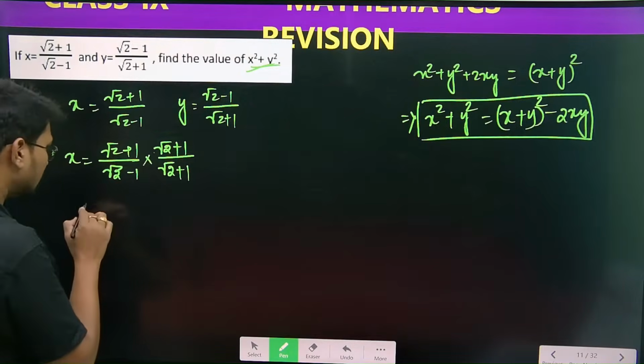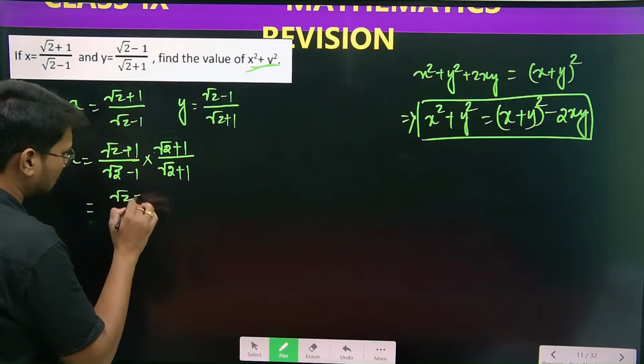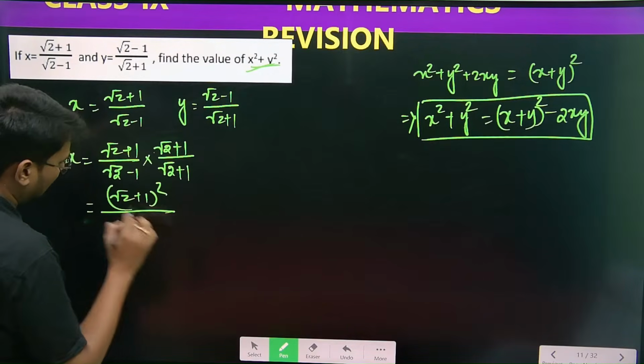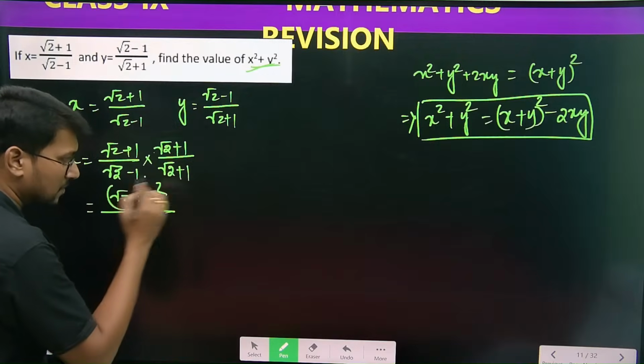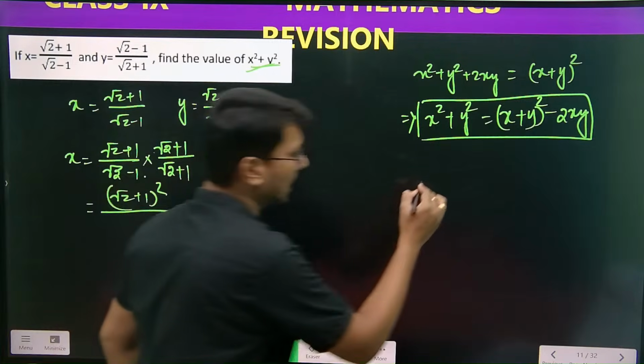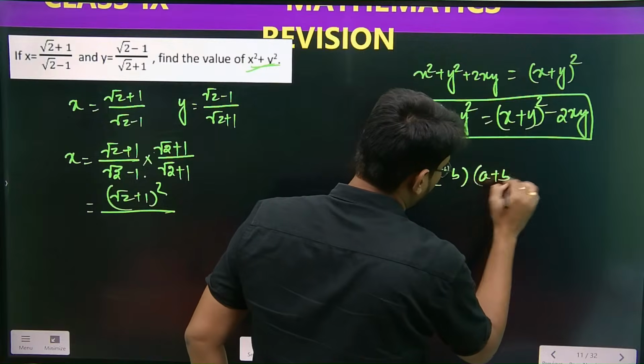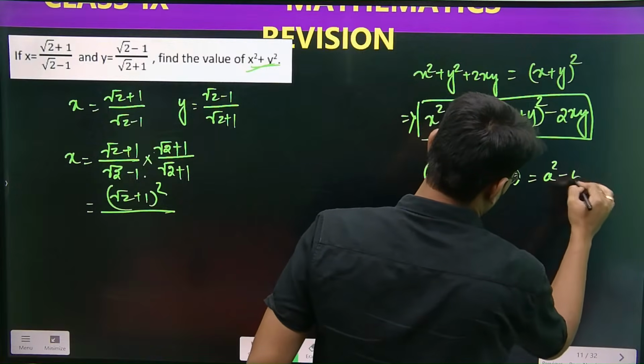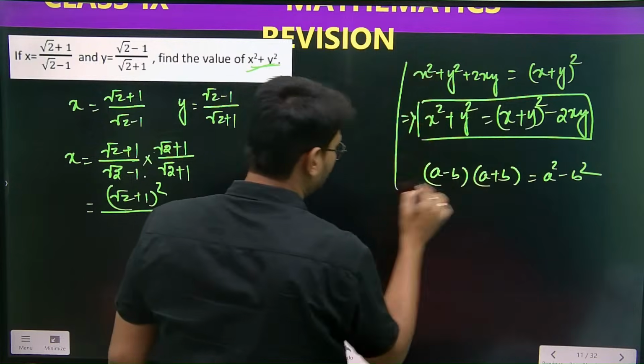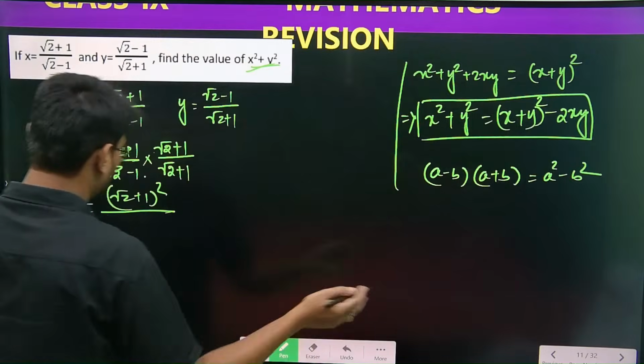Clear? Then it will become root 2 plus 1 whole square by a minus b into a plus b. What is the formula for a minus b into a plus b? It is an identity: a square minus b square. These are the formulas I am writing on this side, but I'll erase them whenever required, right?